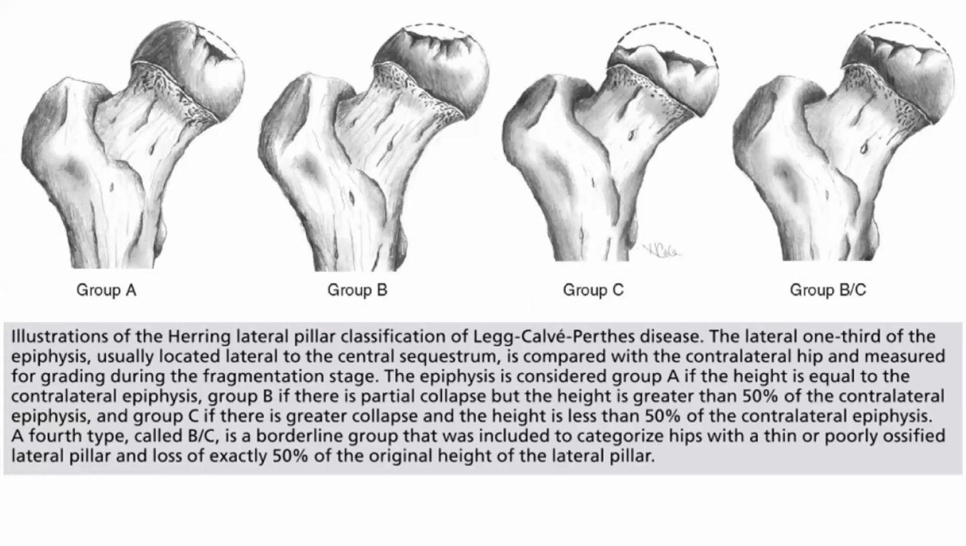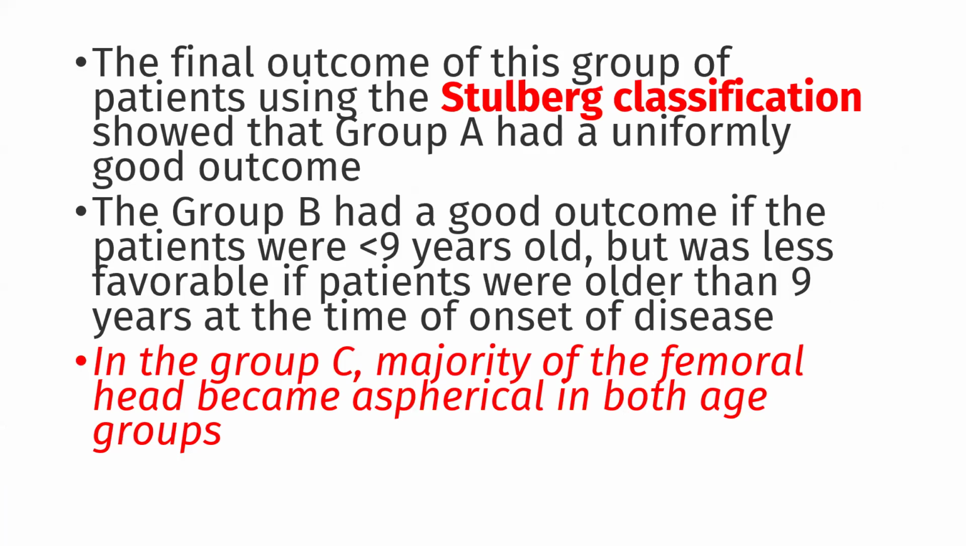The final outcome of this group of patients using the Stulberg classification showed that Group A had a uniformly good outcome. The Group B had a good outcome if the patients were less than 9 years old, but was less favorable if patients were older than 9 years at the time of onset of the disease. In the Group C, the majority of femoral head became aspherical in both age groups.